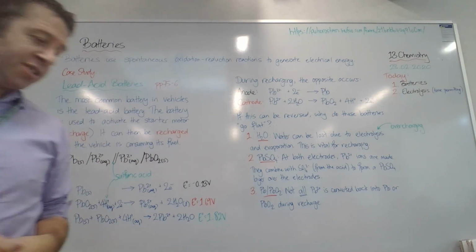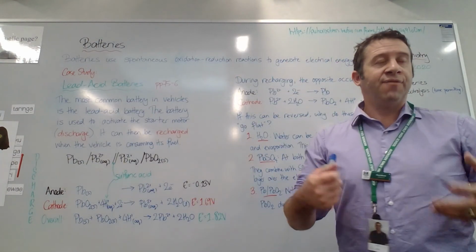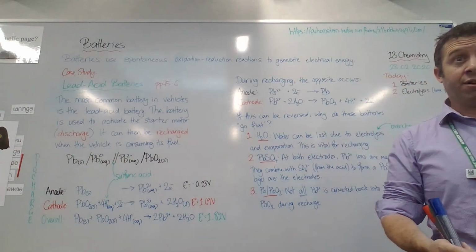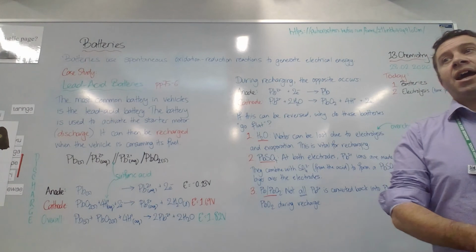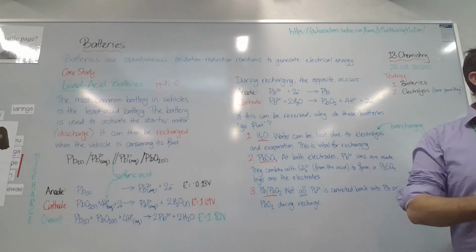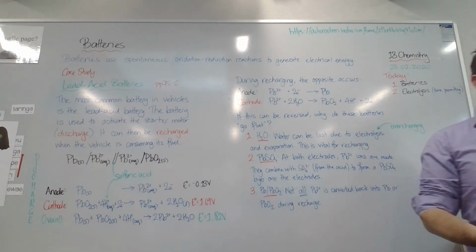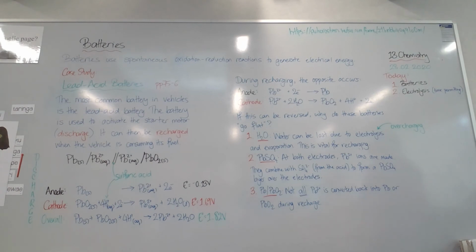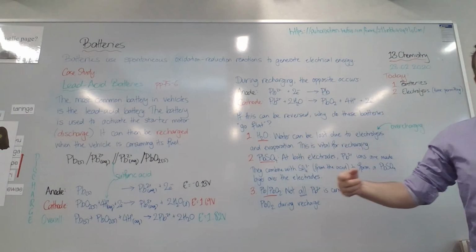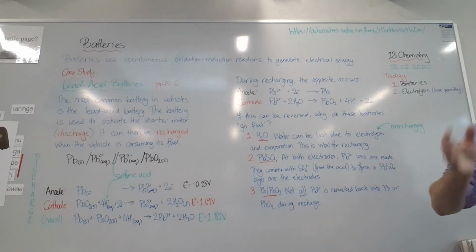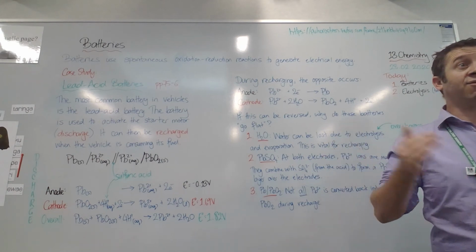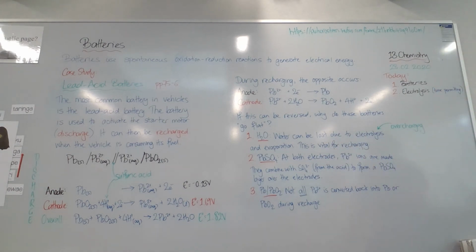We've also looked at cell diagrams, and so the fact that we can generate an electrical current, electrical voltage with these chemical reactions. We've used electrode potentials to find out how big that voltage could be, or to show if something is spontaneous or not. All of that gets wrapped together with batteries. Batteries are a real-life application of this redox chemistry.